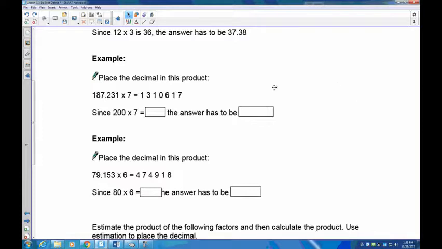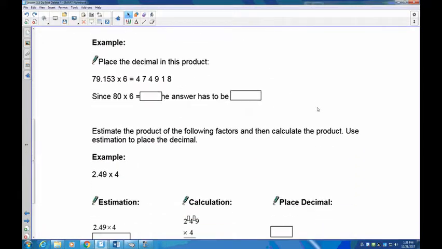All right, let's take a look. I took 187, rounded to 200. 200 times 7 means I should be around 1,400. Now the best way to get 1,400 will be to place the decimal right about there, because that gives me 1,300. So that means my final product should be 1,310 and 617 thousandths.